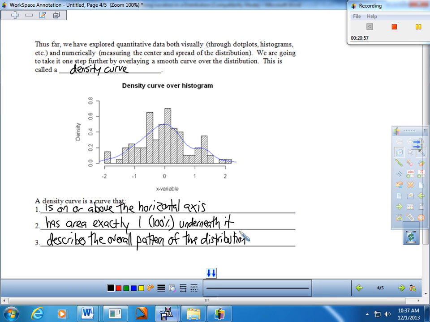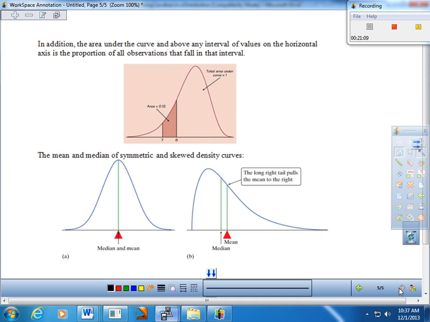Okay, again, not really too much more to do on this particular notes worksheet, so let's just put a couple things in place here just so you can see it visually, and then we'll go from there. So it says, in addition, the area under the curve and above any interval of values on the horizontal axis is the proportion of all observations that fall in that interval. So this is exactly what we're going to focus in on in the next couple lessons. So first of all, take a look. By definition, the total area under the density curve is equal to 1. So all of the observations are underneath this, and as a result, 100%, or the area being a value of 1.